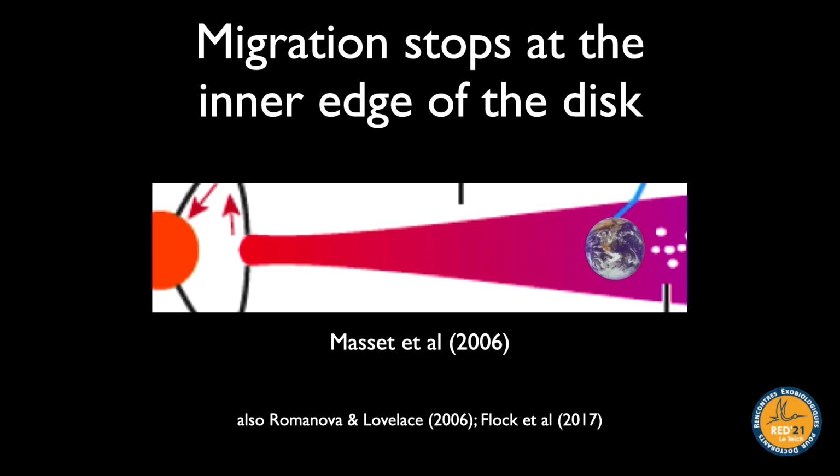And here's a slide to illustrate what I just said. In terms of this migration, we think as a planet is migrating, it will basically keep going, but then stop at a given point, simply because there's nothing else to keep pushing it inward.